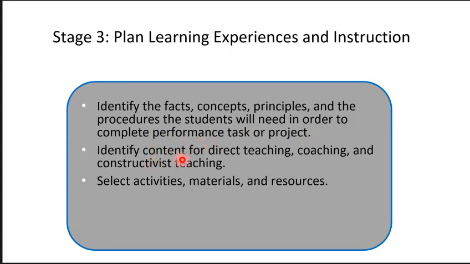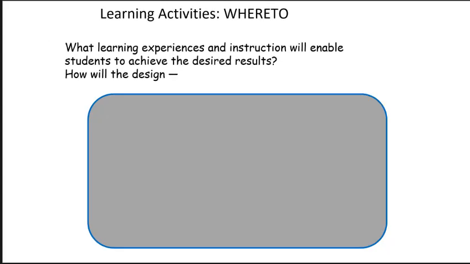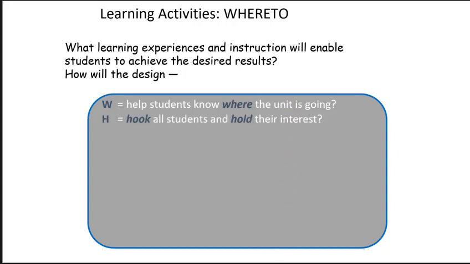You need to identify the content for direct teaching, coaching, and constructive teaching. And also you need to select the learning activities, the materials and resources and technology that will support students performing their task and understand the content. So here are the learning activities you need to consider, what is called WHERETO. W, you need to help students know where the unit or the online course is going. And also you need to hook all students and hold their interest.